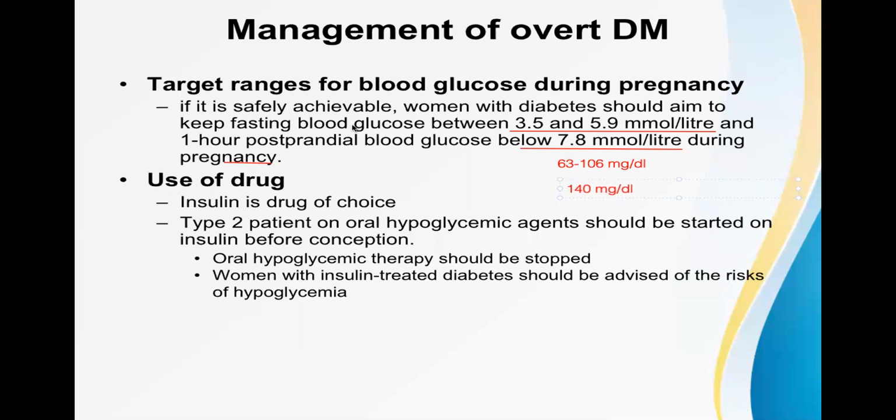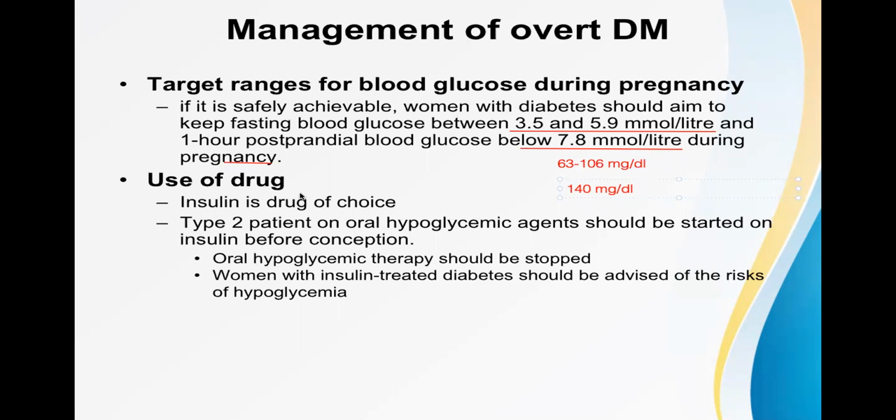So fasting blood sugar should be in between this range, and postprandial blood sugar should be below this range. This is the target range in case of pregnancy, when we are treating them with medicine. This is not for the confirmation of the diagnosis. Remember that. When we are treating with insulin, this is the target range we should set.